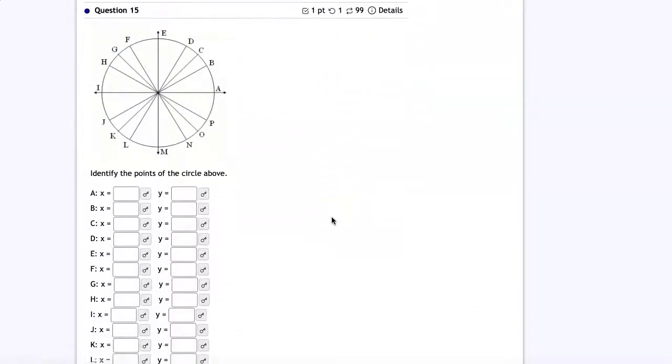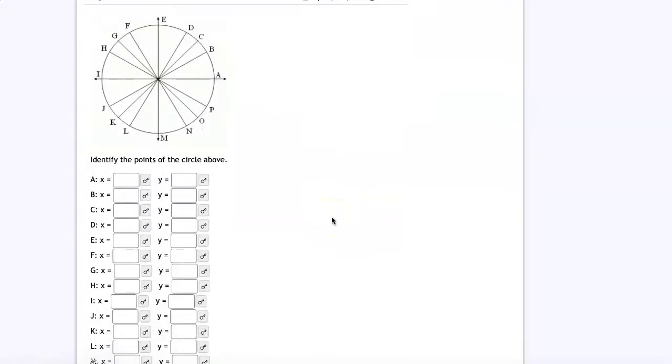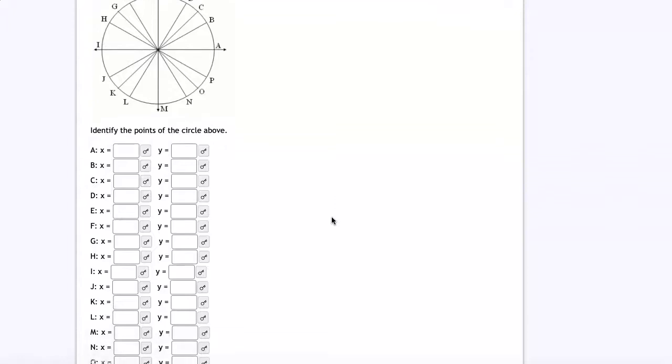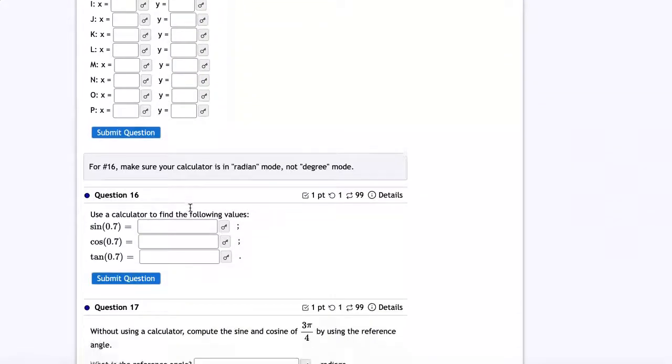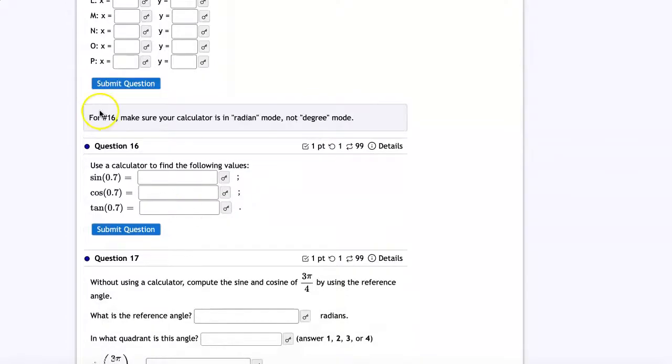Now this is where you're going to go and fill in every single point on the unit circle to become very familiar, and you will not be quizzed on that. This is an exercise that I'm making you go through so that you can fully identify each of these points. These are calculator problems. You just need to make sure that the mode of your calculator is in radians. So let me show you how to do that here.